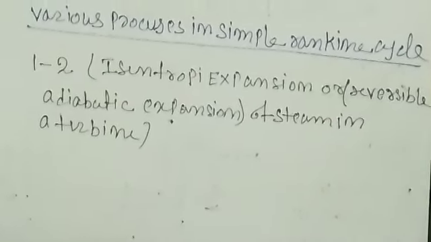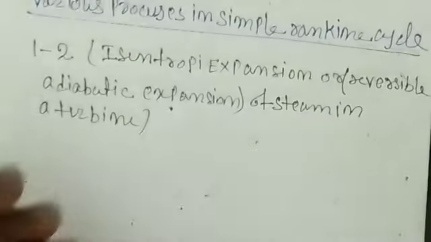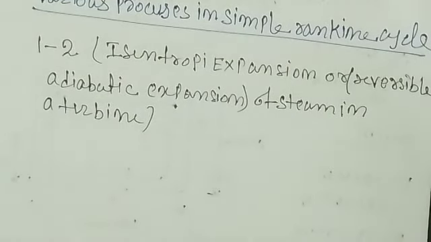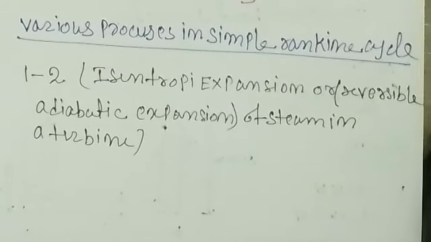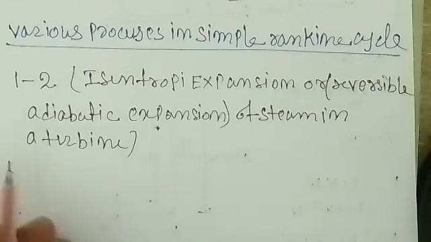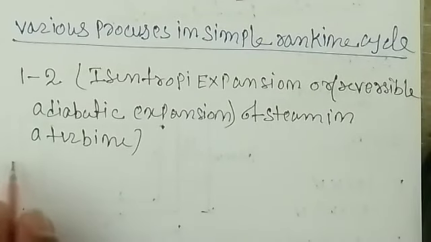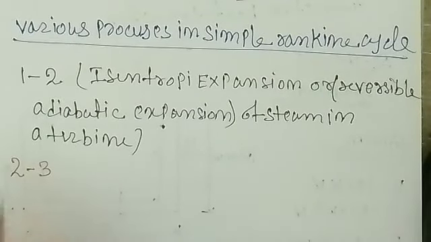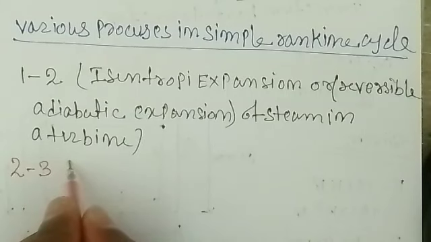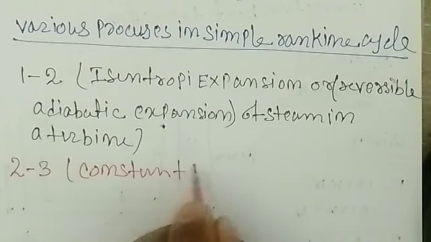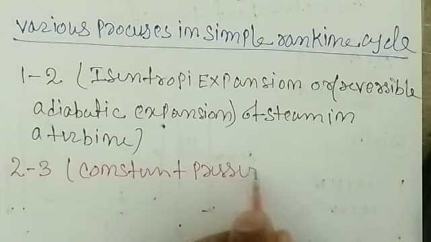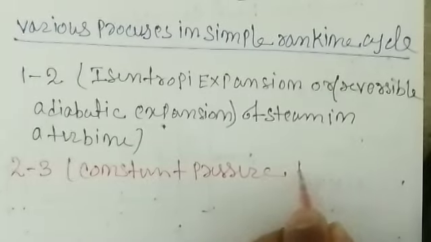Let me arrange this, right? So next you can write the process involved in a simple Rankine cycle. This is 2 to 3. What is 2 to 3? That is constant pressure heat rejection. So we can say constant pressure heat rejection.